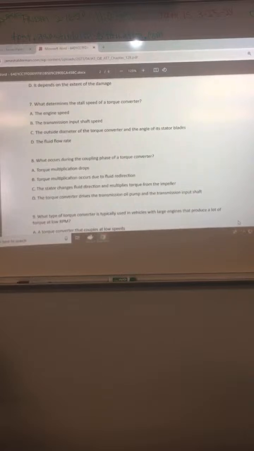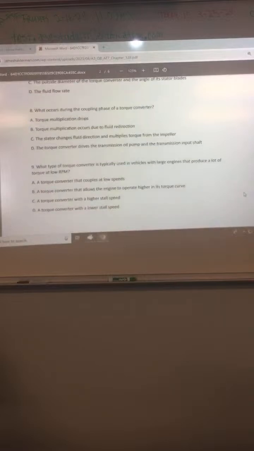What determines the stall speed of a torque converter? C. The outside diameter and the angle of the stator blades is the right answer. What determines the stall speed of a torque converter? Oh wait, we did that one, right? Yeah. Number 8. What occurs during the coupling phase of a torque converter? A. It's C. A is what happens there.